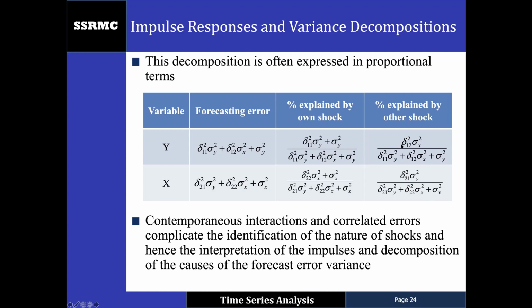Similarly, we can calculate the proportion explained by other shocks, that's from x. Using the same logic, we can calculate the percentage explained by own shock and by other shocks for x as well. So we decompose the variance of forecasting error. This is the logic behind variance decomposition. If we look at the proportion, we can figure out whether the forecasting error is mainly caused by a variable's own shock or from other variables.